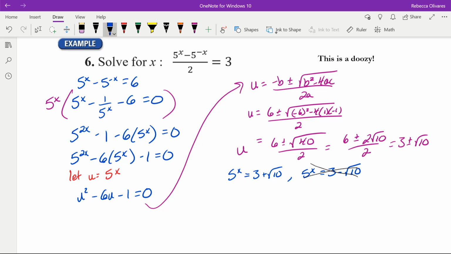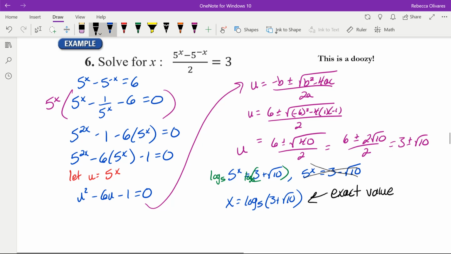So the exact answer here would be, just to convert this over to log form, well, if you'd like, we can do a log base 5 on both sides and kind of put some parentheses there. And then the log base 5 of 5, those undo each other. So now we have x equals log base 5 of 3 plus the square root of 10. So that is the exact value. Are you super excited about how pretty that is?